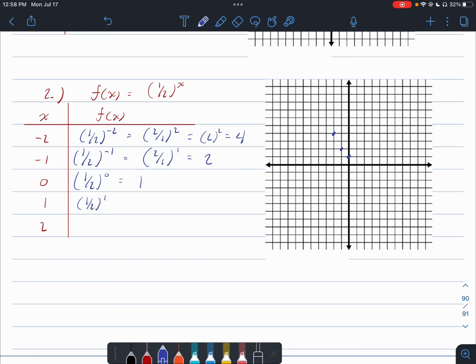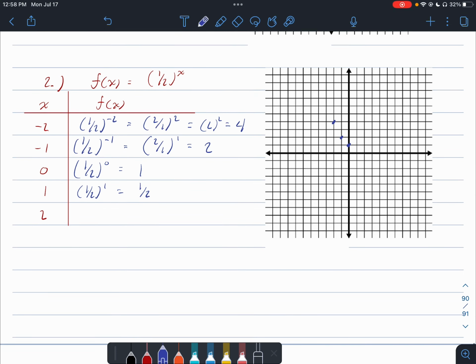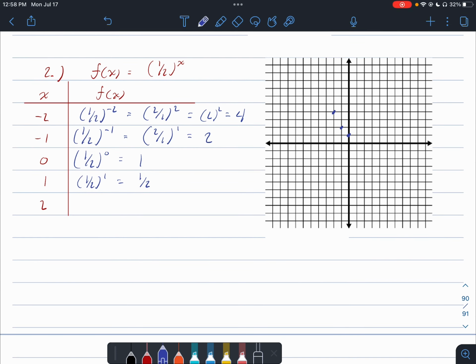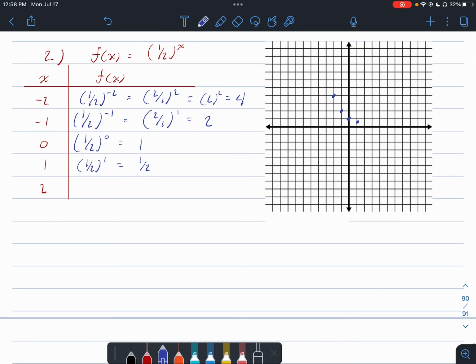So anything raised to the first power is just itself. So we'll have 1 half to the 1 is equal to just 1 half. Right? And then here we have 1 half squared. So that would be the same thing. We can distribute this now. It would be like 1 squared over 2 squared. 1 squared is just 1, and 2 squared is 4. So we end up with 1/4.